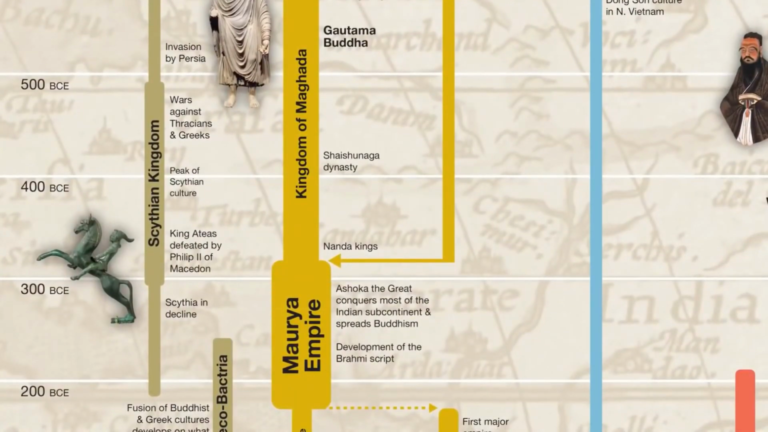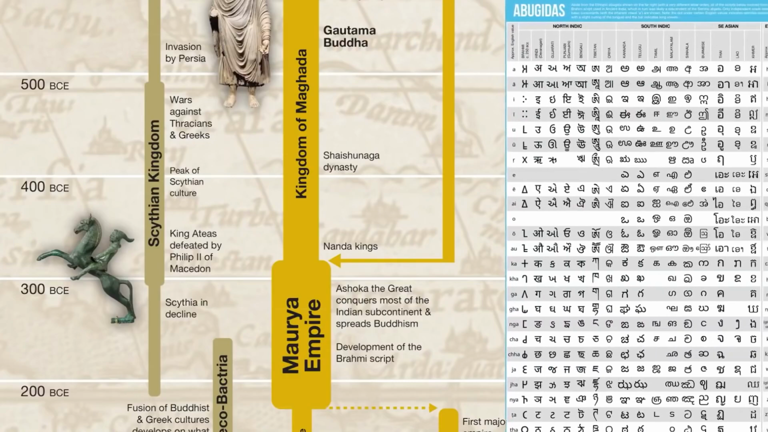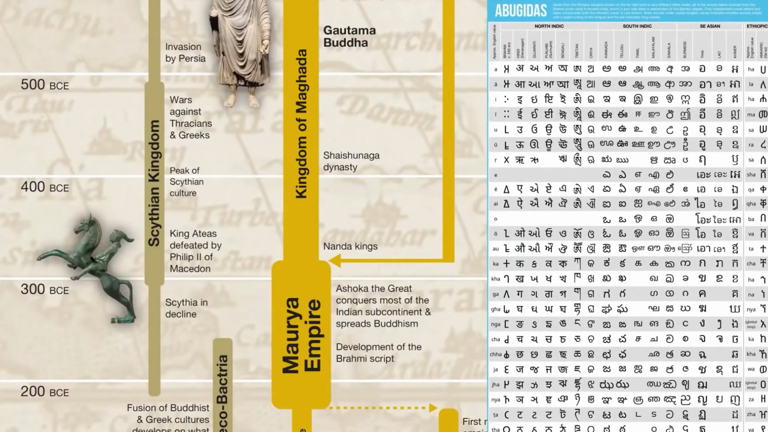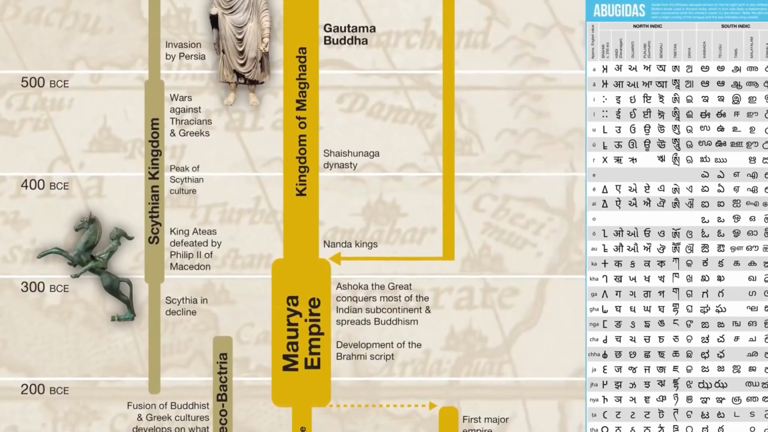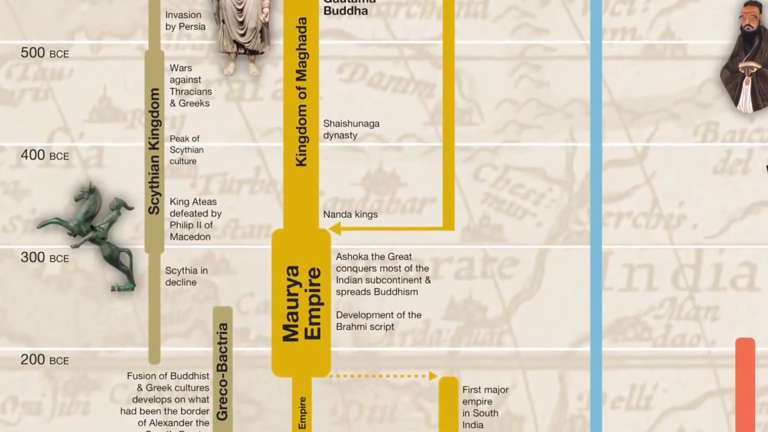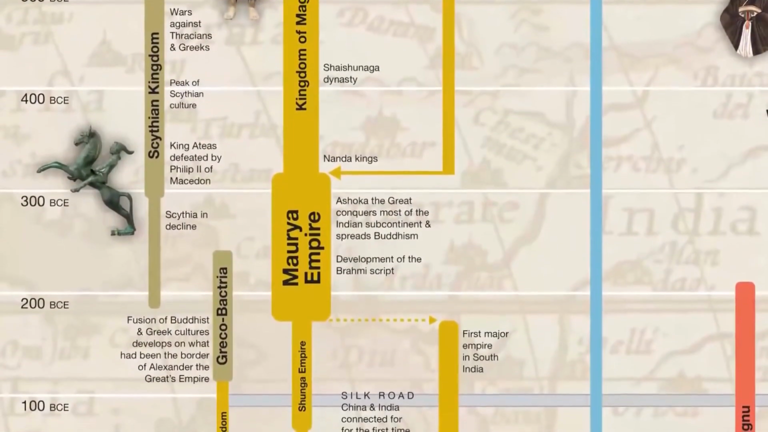The Mauryan Empire unified most of the Indian subcontinent for the first time, even bringing much of southern India under its influence. Perhaps most importantly, it was during the Mauryan period that the Brahmi script developed, which is the parent script for all the major writing systems in India today, as well as in much of Southeast Asia. But the Mauryan Empire was short-lived, lasting only a little more than 100 years.